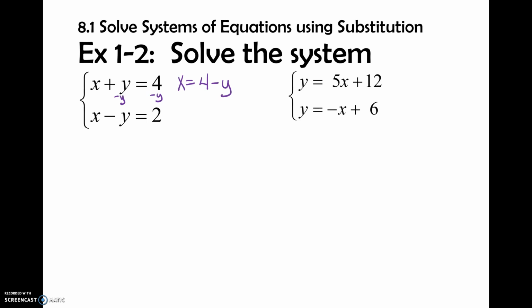Then you go to the other equation. This x is a quarterback who tripped in a hole on the field and broke his leg in 3 places, so obviously cannot continue playing the game. So x is going to be removed from the game, and 4 minus y is going to go in his place. So 4 minus y goes in place of the x. And then we continue the equation, minus y equals 2.